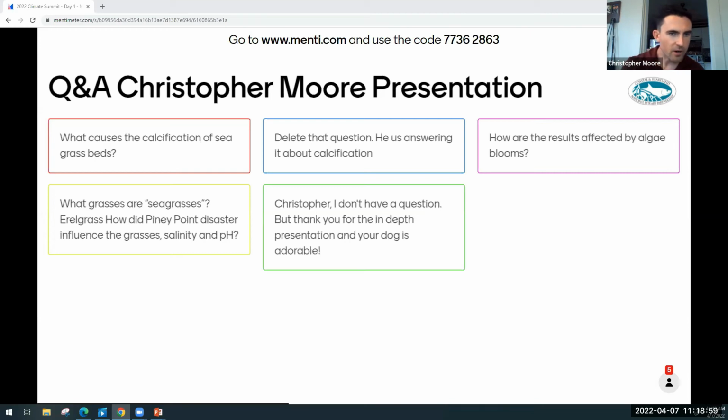What grasses are seagrasses? Eelgrass. How did the Piney Point disaster influence the grass's salinity and pH? Okay, so that's a couple-parter. You can think of seagrasses as literally grasses that grow underwater, and that occurs in freshwater and saltwater. And Tampa Bay is an estuary, so that's a mixture of them both.